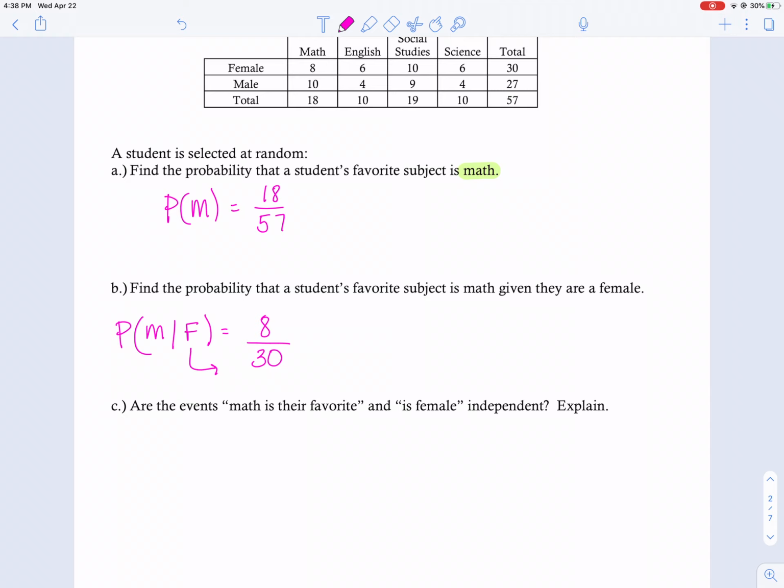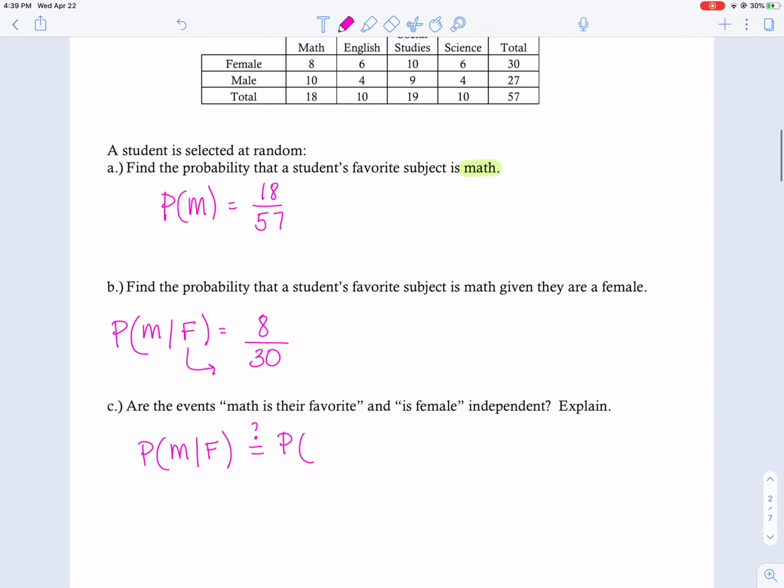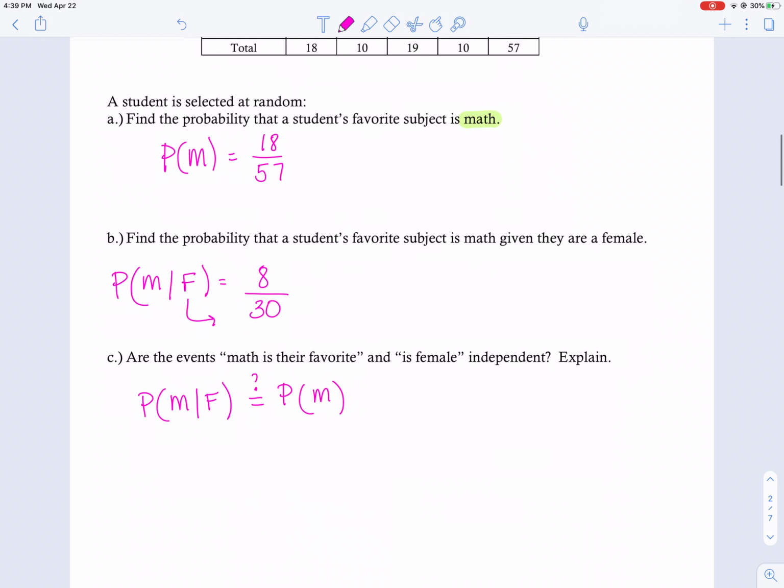Okay, so think about that formula from before. So if I want to say the probability of math given female, I'm going to ask myself, is it equal to the probability of math? Now, you could have rewritten it the other way, the probability of female given math, but then you would have to do, is it equal to the probability of female? So I'm going to prove it this way. It doesn't matter which way you do it.